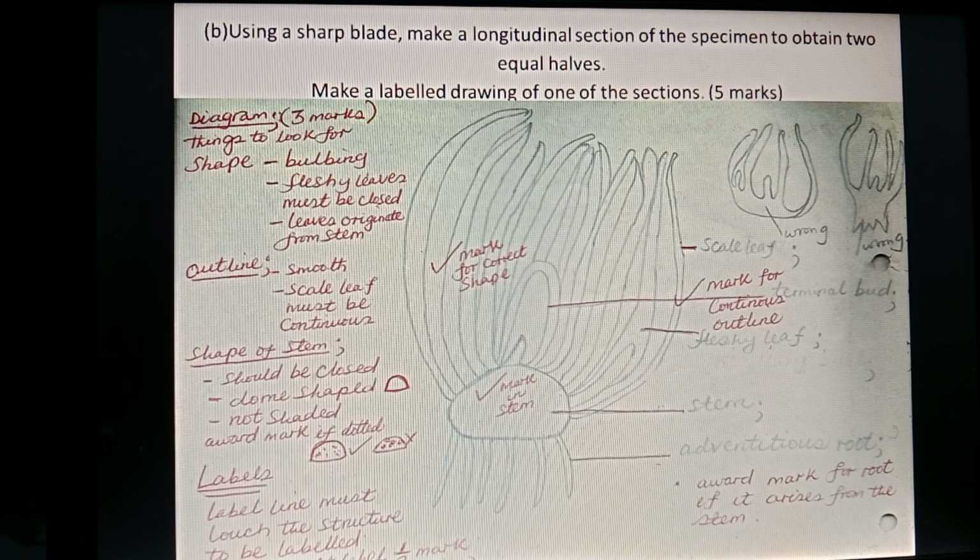Inside is dotted. Labels. Label lines must touch the structure to be labelled. Each correct label is half a mark. Each correct label is half a mark. Award mark for root if it arises from the stem.